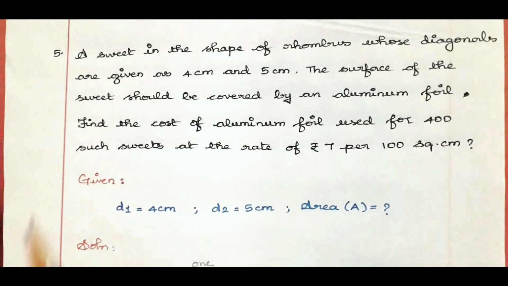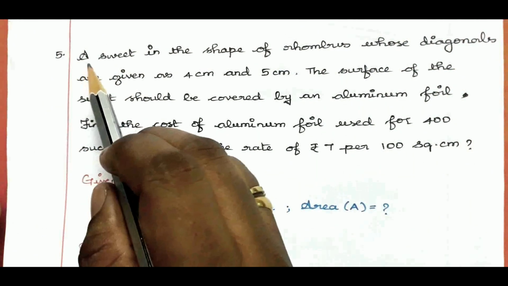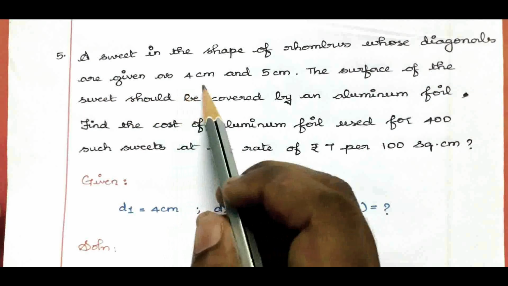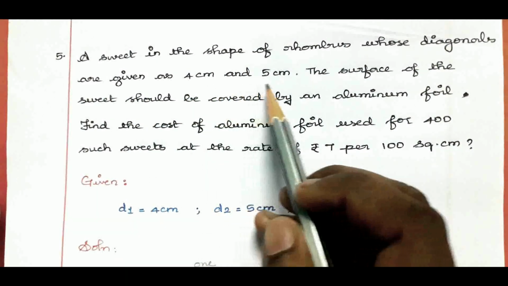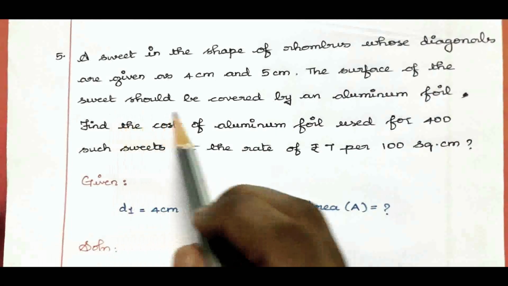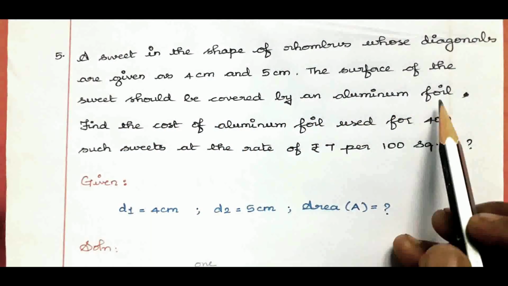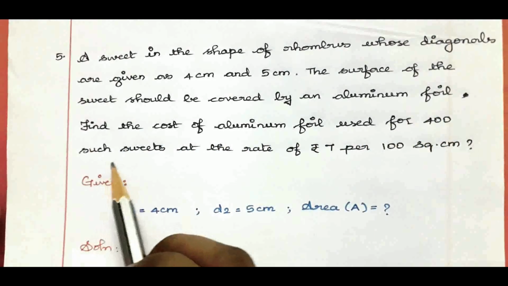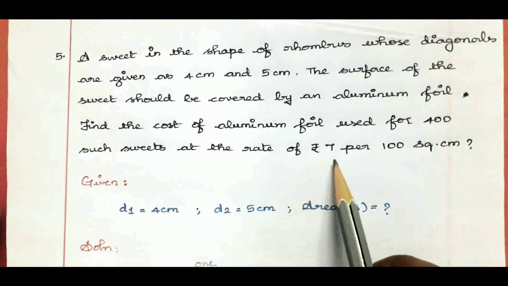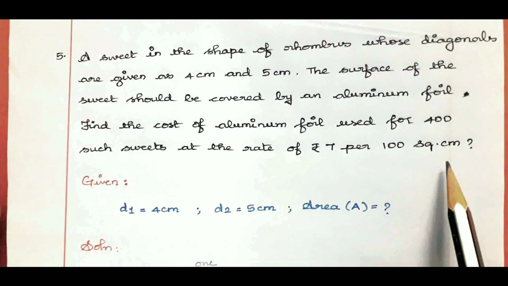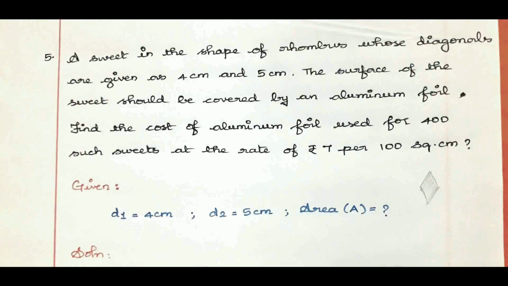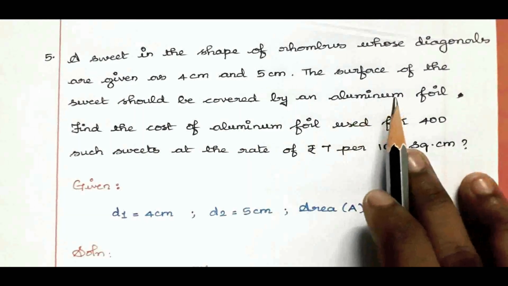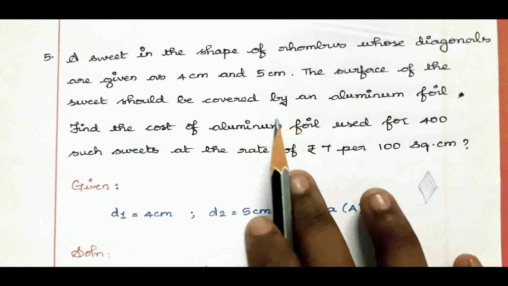Clear? Next we will move on to the fifth question. A sweet in the shape of a rhombus whose diagonals are given as 4 centimeter and 5 centimeter. The surface of the sweet should be covered by an aluminium foil. Find the cost of aluminium foil used for 400 such sweets at the rate of rupees 7 per 100 square centimeter. So whenever a word problem is given, we should be clear with the question and we should be clear with the content given in the question.